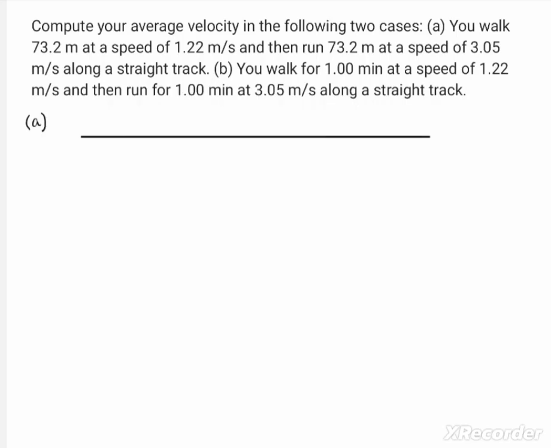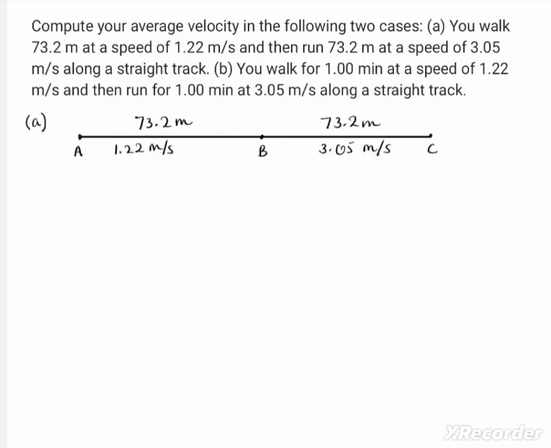Let's say we have point A here, and then point B, and point C. The first part is 73.2 meters, and you are going at 1.22 meters per second from A to B. And then from B to C it is again 73.2 meters, but the speed is 3.05 meters per second.